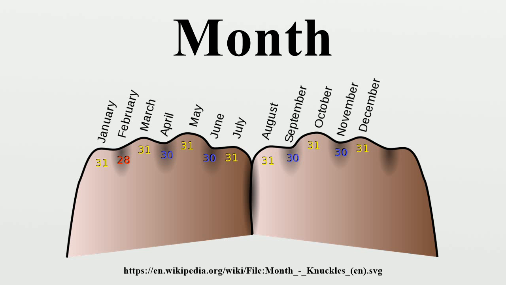Autumn: Vendémiaire, Brumaire, Frimaire. Winter: Nivôse, Pluviôse, Ventôse. Spring: Germinal, Floréal, Prairial. Summer: Messidor, Thermidor, Fructidor.